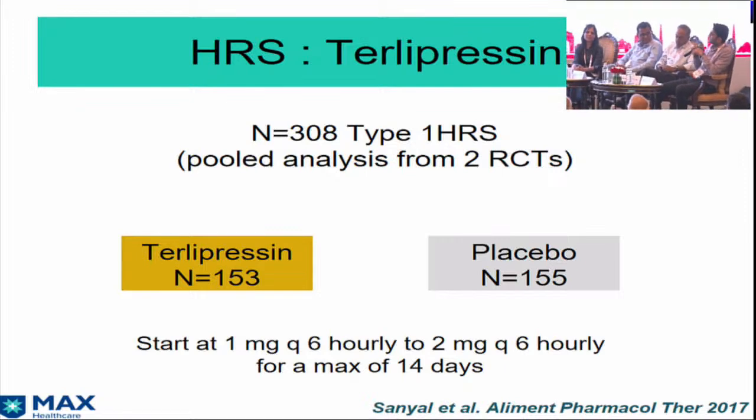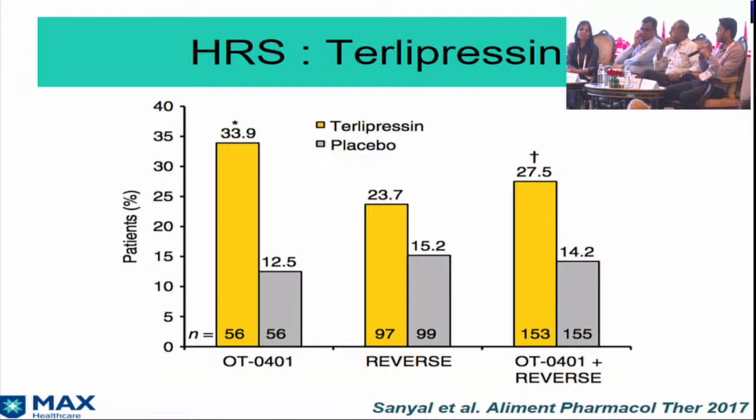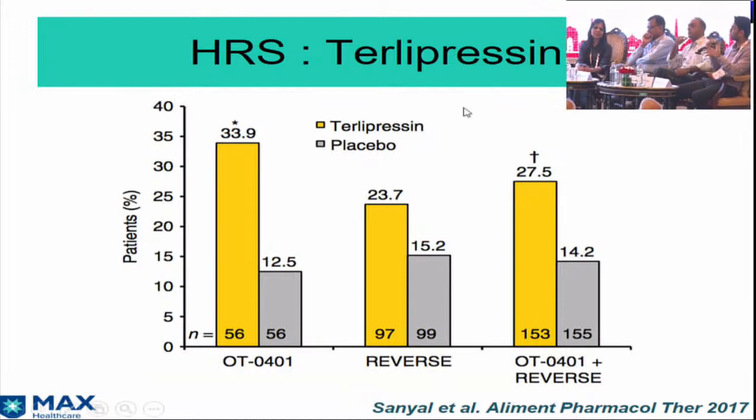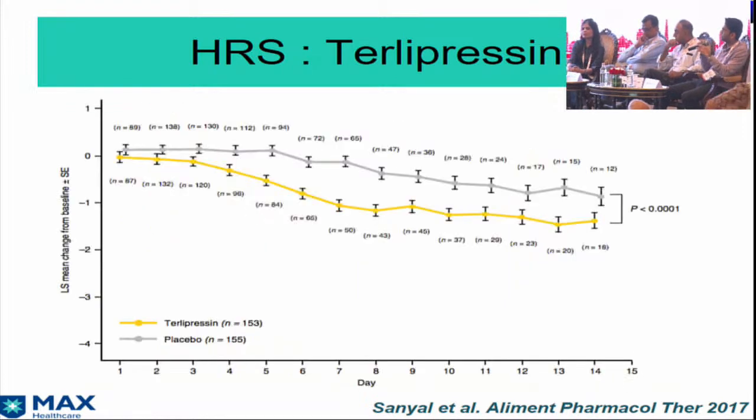albumin. Sir, there is a recent CONFIRM trial which has clearly demonstrated the mortality benefit with the use of terlipressin and albumin. This is Dr. Sanyal's group, a combination of two randomized controlled trials, OT-0401 and the REVERSE trial, which showed HRS reversal benefit with the use of terlipressin as compared to placebo. And in the same trial, they have shown a reduction in the creatinine value over 14 days with the use of terlipressin as compared to placebo.